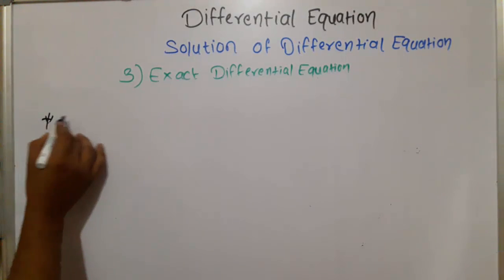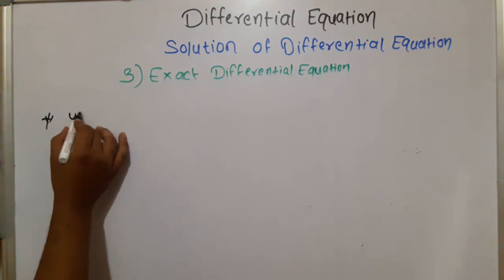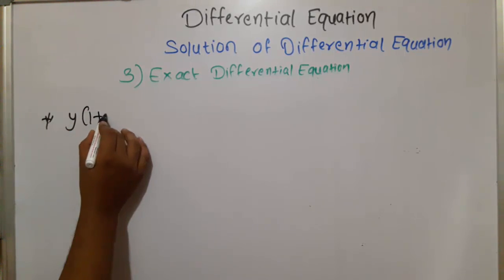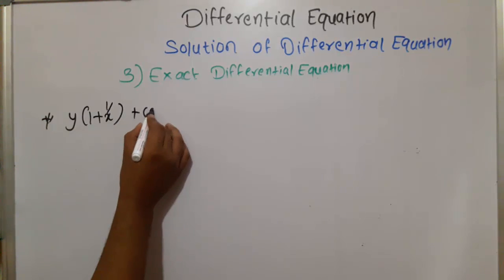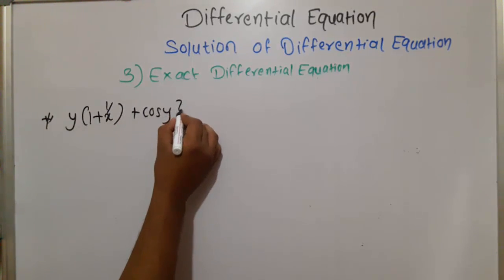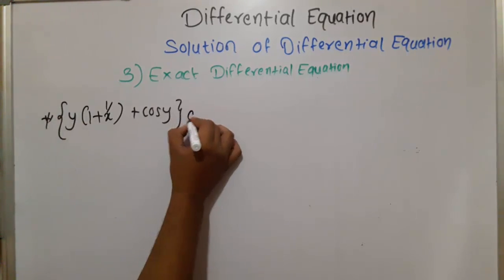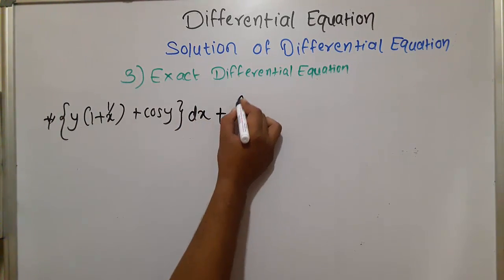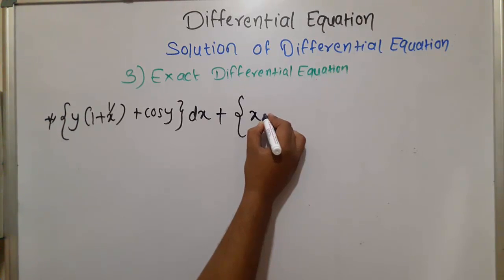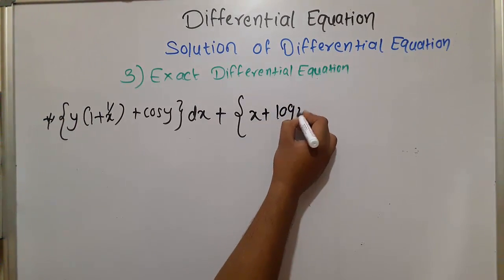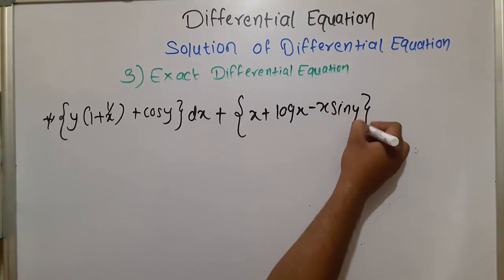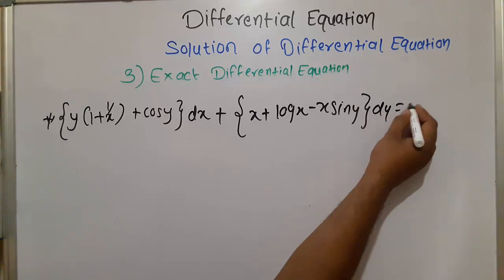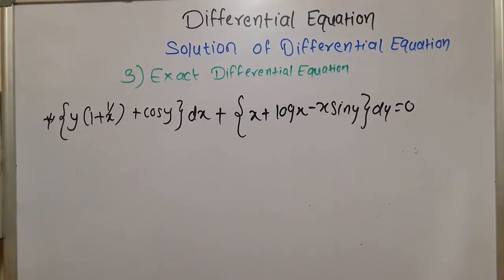Example: y(1 plus 1 by x plus cos y) dx plus (x plus log x minus x sin y) dy equal to 0. Now this is our differential equation.